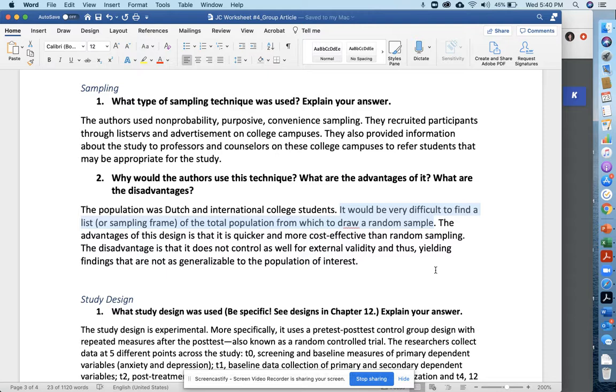And so this is good, and the advantages are that it's quicker and it costs less. Usually, you're able to draw a larger sample, but the disadvantage is that it doesn't control as well for external validity, and so it's not as generalizable. The findings are not as generalizable to your population.